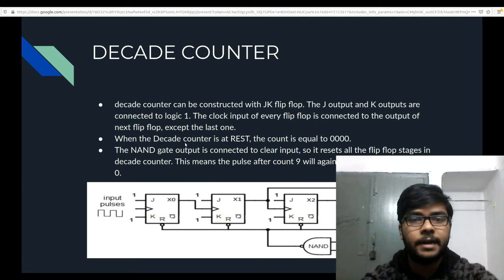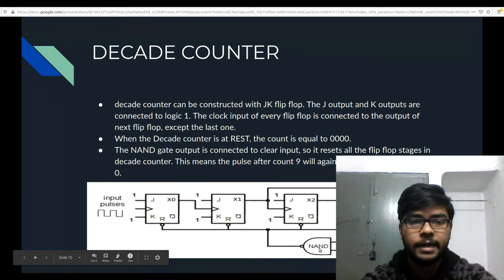So when the decade counter is at rest, the current state, the count, is equal to zero. After that, every current state is going to increase one by one, and we use a NAND gate to output to the clear input whenever the last state is reached, so it resets all the flip-flop stages in a decade counter. It means the pulse after count 9 will again start the count from count 0. For that we use a NAND gate.